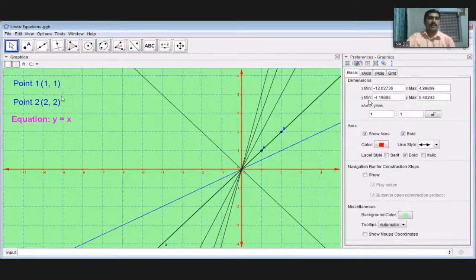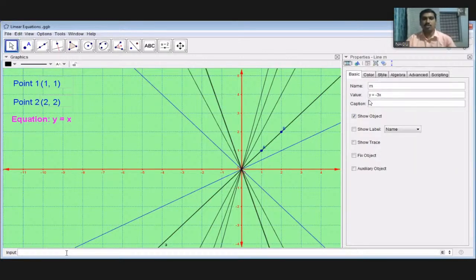Now one more line I am taking. Observe, children, y is equal to minus 2x this time. Observe that minus 2x, this is the line. And y is equal to minus 3x, this is the line. And now y is equal to minus 4x. So if you can observe, this is y is equal to x.